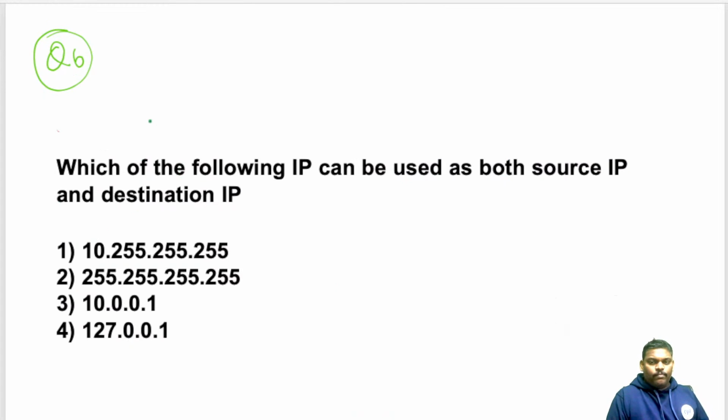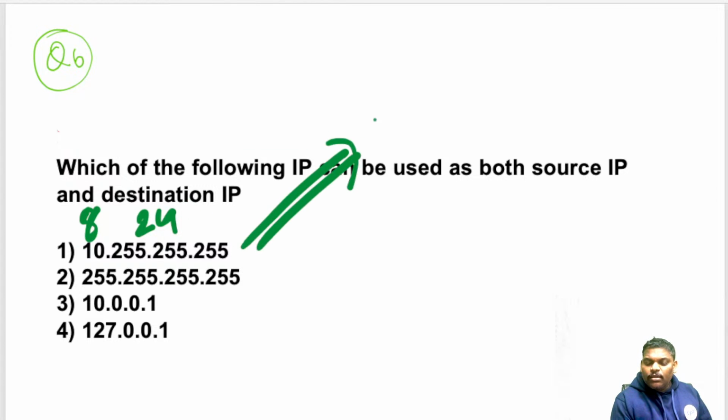What is the answer? Which of the following IPs cannot be used as both source IP and destination IP? Remember, everyone. Take class A: 8 bits for network, 24 bits for host.